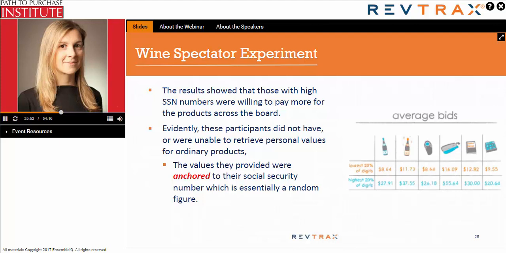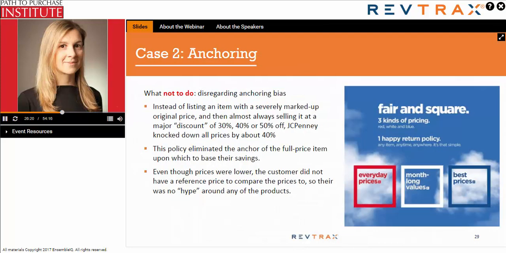Again, from the rational traditional economics perspective, this is completely irrational behavior. But here we see that the values that they were provided were really anchored to their social security number, which is essentially a random figure. And this is happening because these consumers, these students did not have or were not able to retrieve personal values for ordinary products.